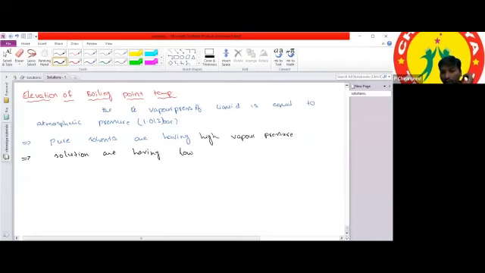So due to that reason, solutions have low vapor pressure compared with the pure solvent.